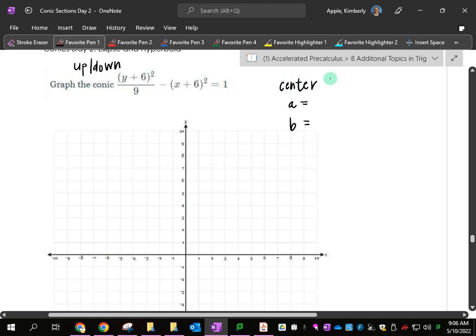Up and down. So the center here is going to be negative 6. A is going to be 3. What's B in this case? One. Yeah. Oh, y'all good. And so in your mind, you should think, if it's an up, down, open, that's center, and then you have a vertex and a vertex.